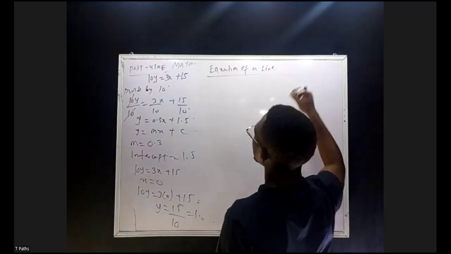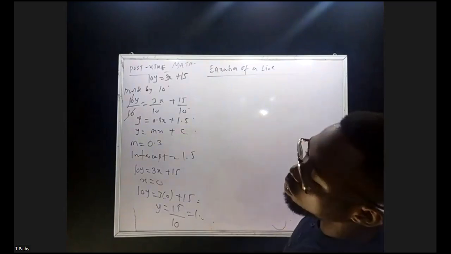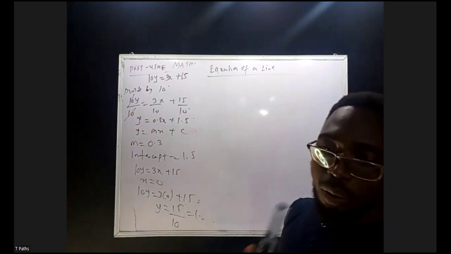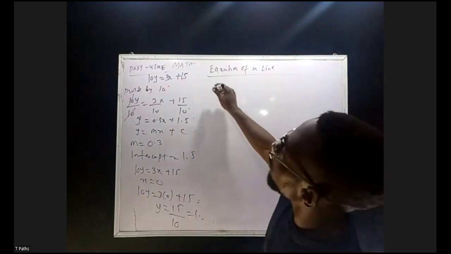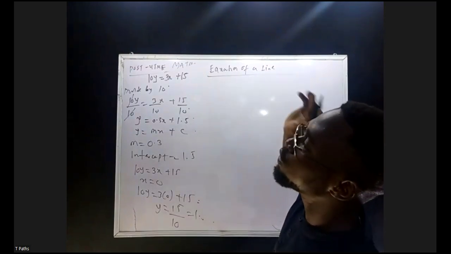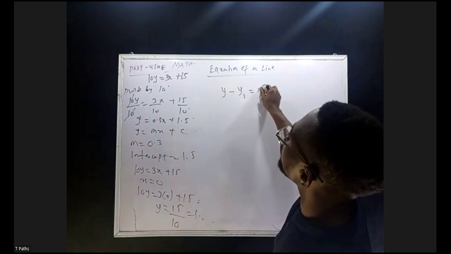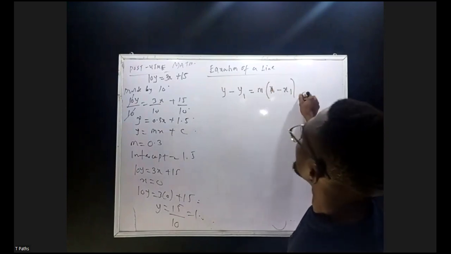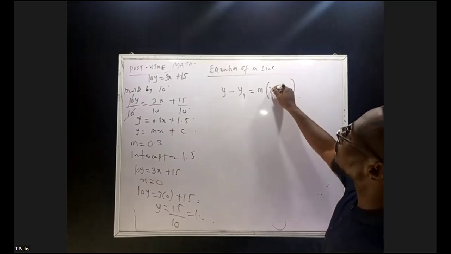For those of you who are really conversant with mathematics, you will agree with me that there are several ways you can get the equation of a line, but I will only teach you one way. For your exam, I will only teach you the basic one. To get the equation of a line, all you need to do is very simple. You will say y minus y1 equals m into bracket x minus x1.